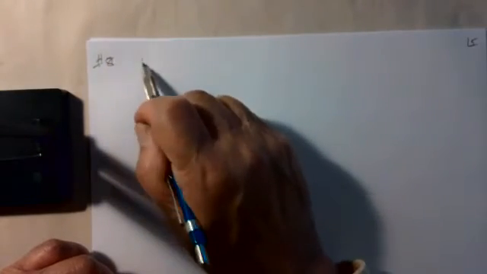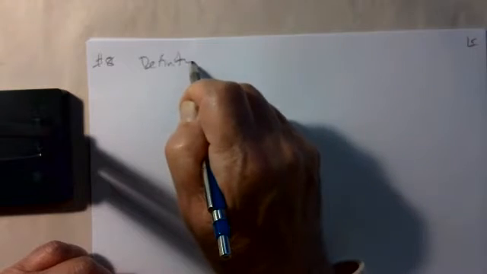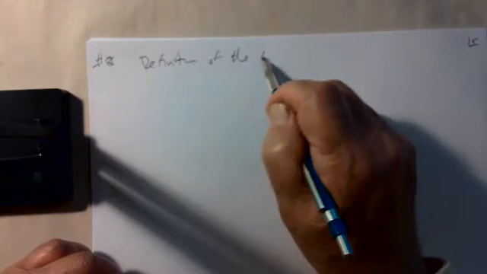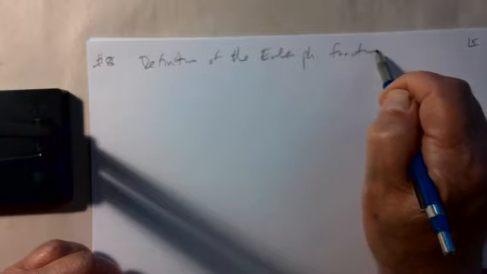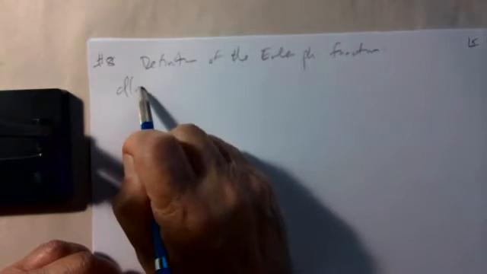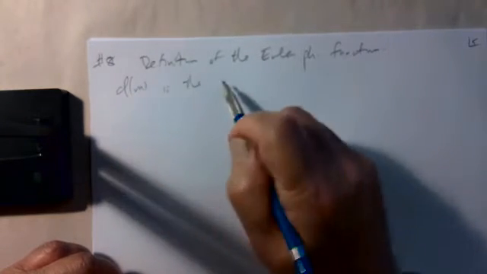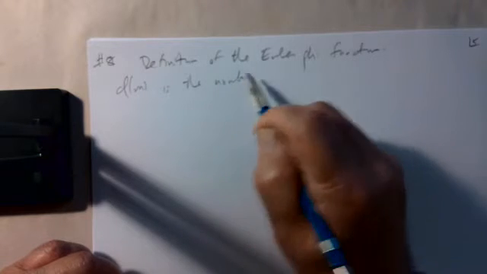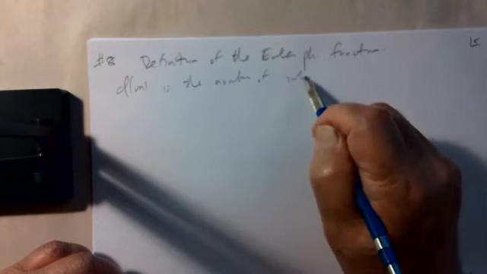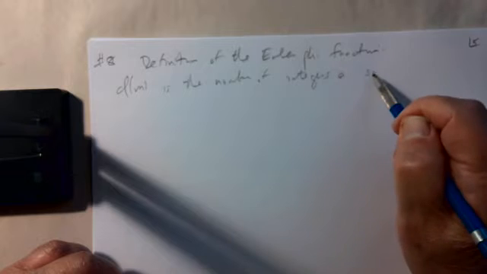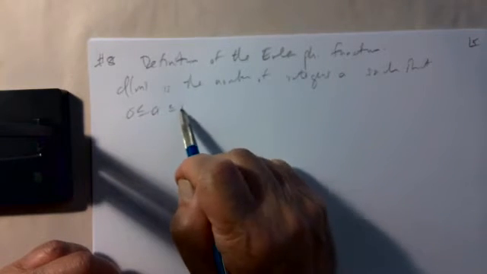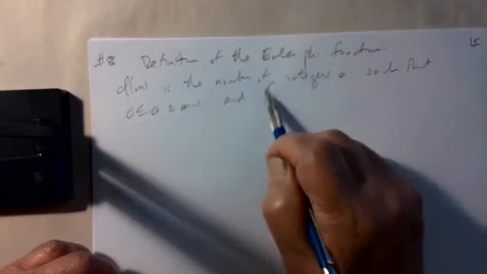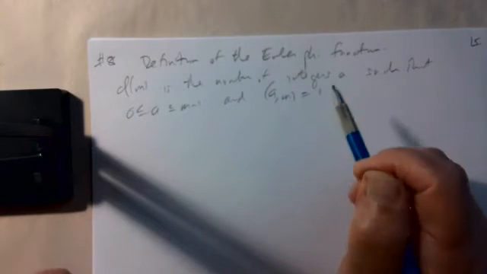Problem number 8 is to use the definition of the Euler phi function. What is the definition? Phi of M is the number of integers A such that A is between 0 and M minus 1, and the greatest common divisor of A and M is 1.